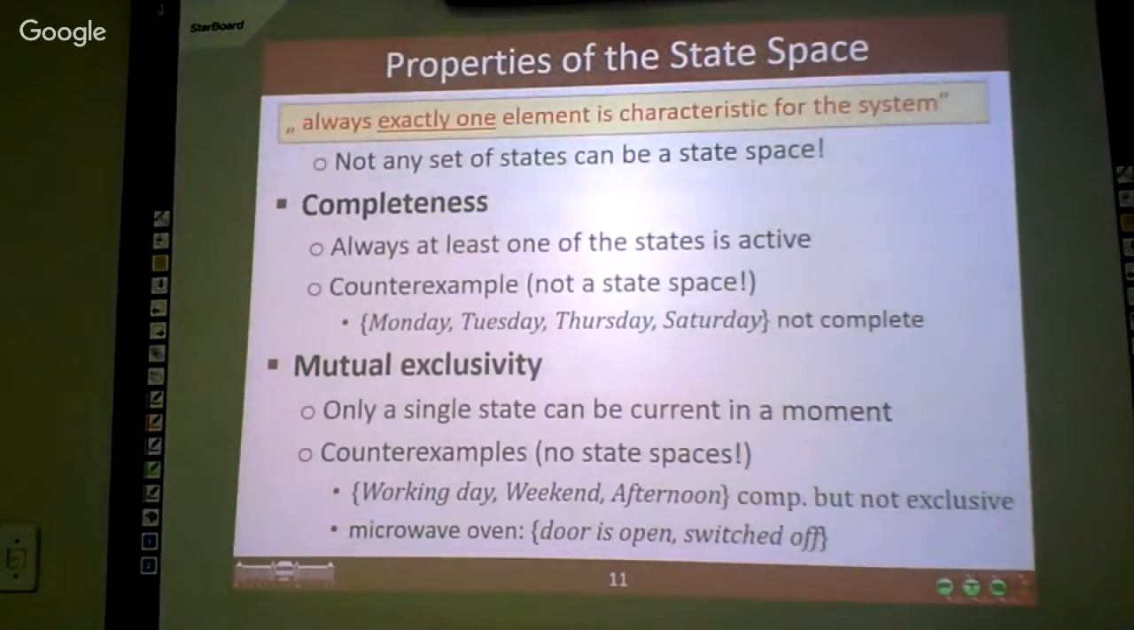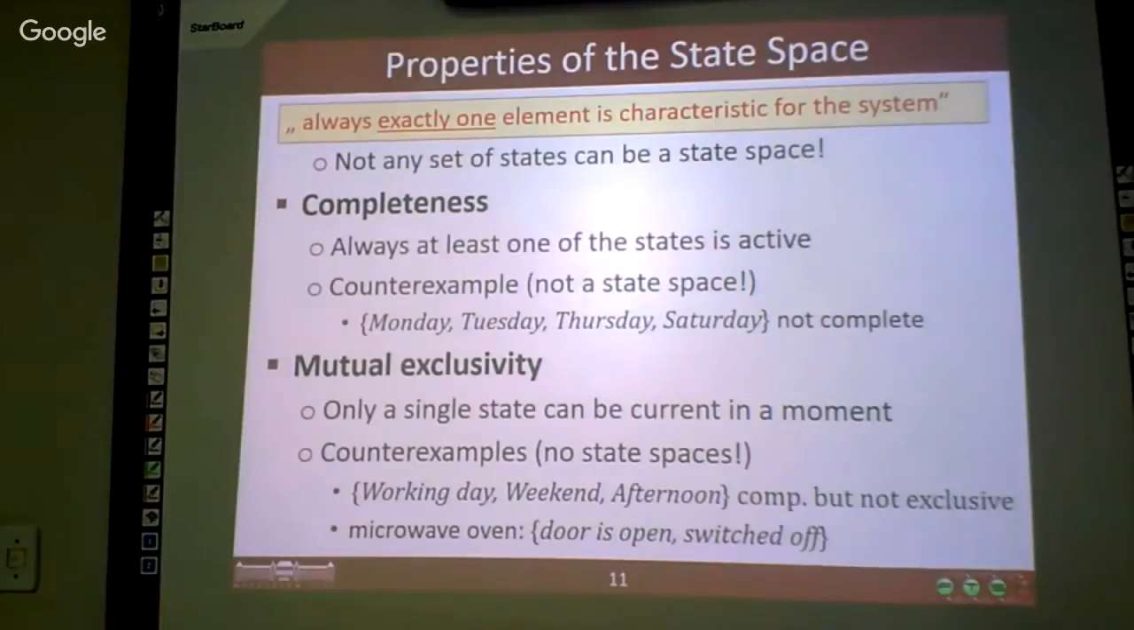So always exactly one element is characteristic for the system. And so this means that not any set of states can be a state space. We have to define the concept of completeness. That means that always at least one of the states is active.